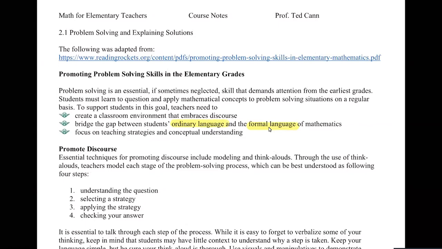And so, ordinary language and the formal language. We're trying to make that connection, right? Because what happens is, and this is kind of a pre-Common Core methodology. Prior to Common Core coming into existence, I don't even know what they called it, but on the high school level, it was the Math A, Math B curriculum. But it worked its way down into the younger levels.